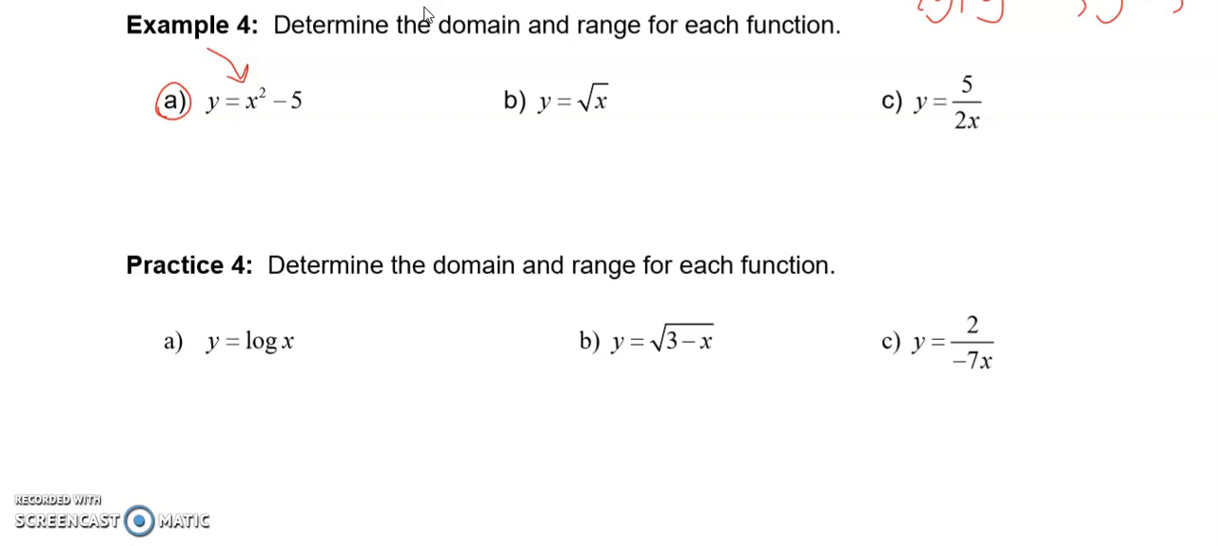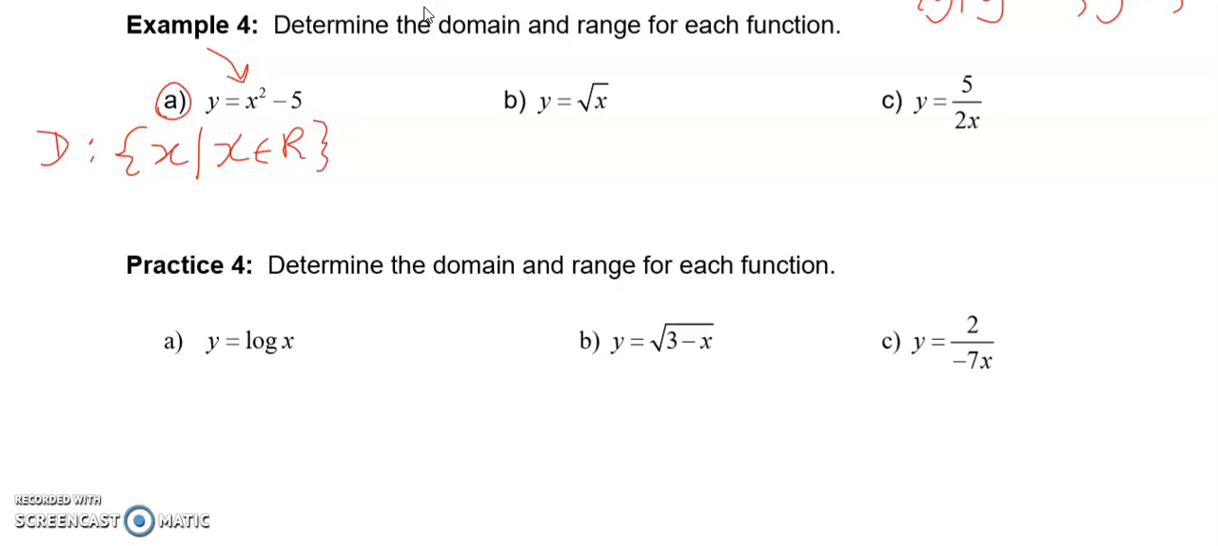Can you put in positives? Well, yes. Can you put in 0? Yes. Can you put in negative numbers? Well, yes again. You can put in decimals, fractions. You can put in anything you want. Well, that means that your domain, I'll just write a D here for domain, can be anything, any real number that there is. You're allowed to put that in. There's nothing stopping you, in other words.